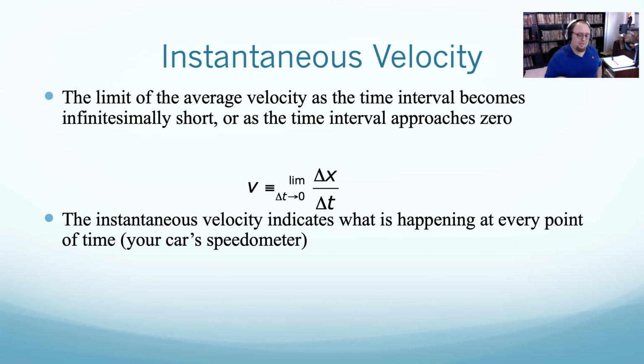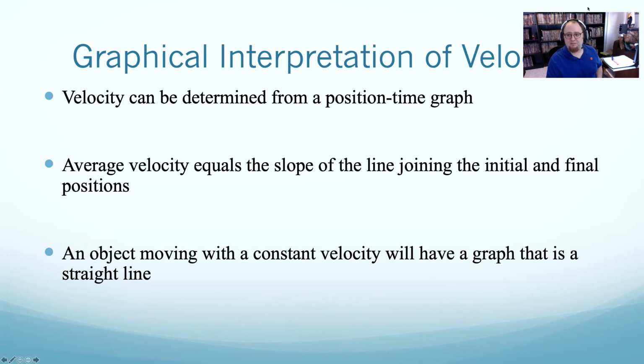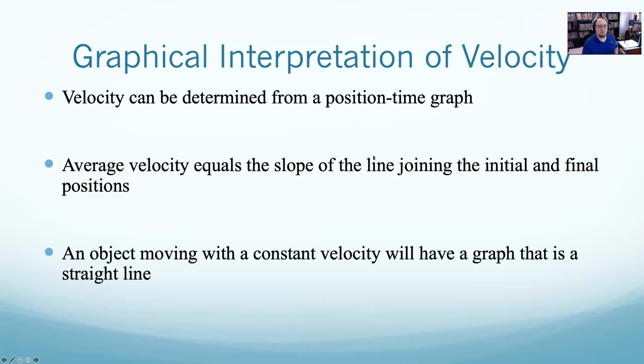Okay. Now, if you want to find velocity and you have some graphing, we can actually find velocity if you look at position as a function of time. If you have a graph of position as a function of time, your average velocity will be the slope of the line joining the initial and final points.